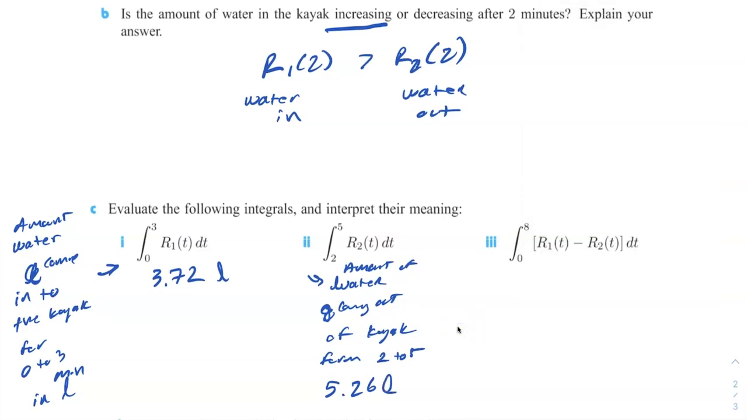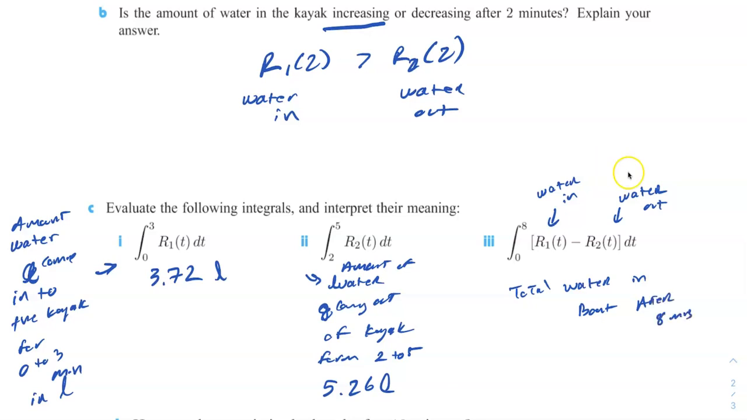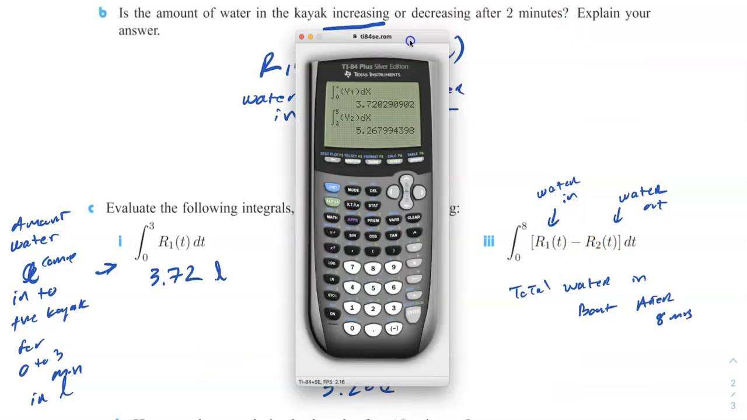liters. The next one, from 0 to 8, R1 minus R2. So let's talk about what this means. R1 is water coming in. R2 is water coming out. So this will be the total amount of water in the boat after 8 minutes. So, right, water in minus water out, we're going to figure out how much water we have in the boat after 8 minutes. So I'm going to go here, I'm going to type it in.